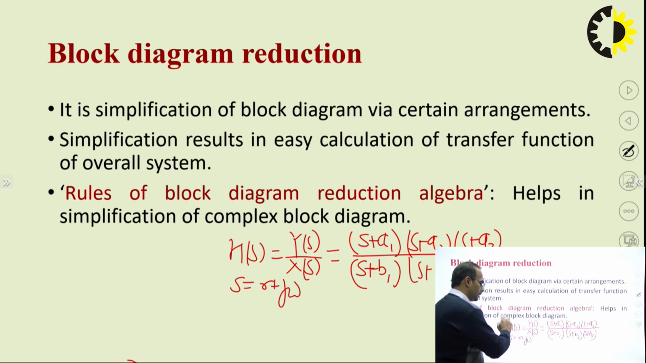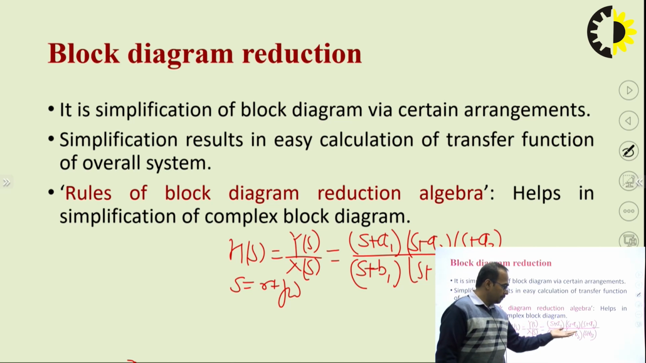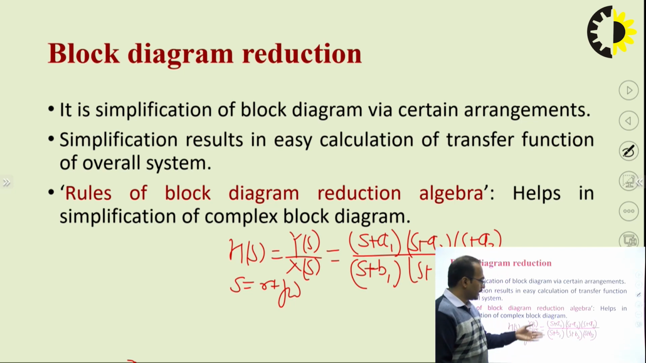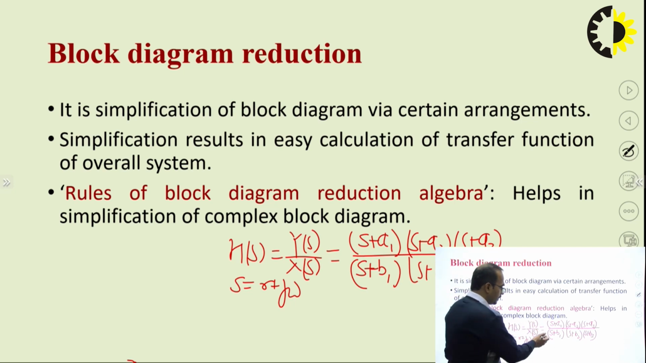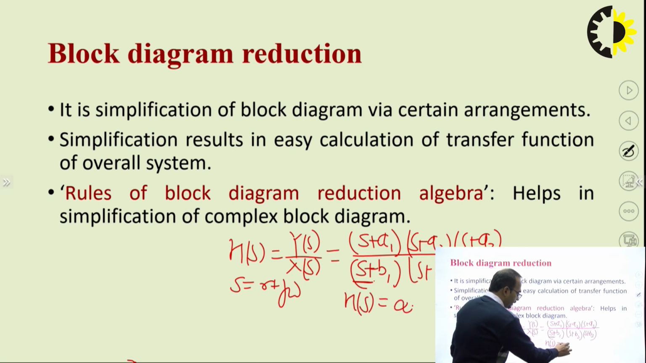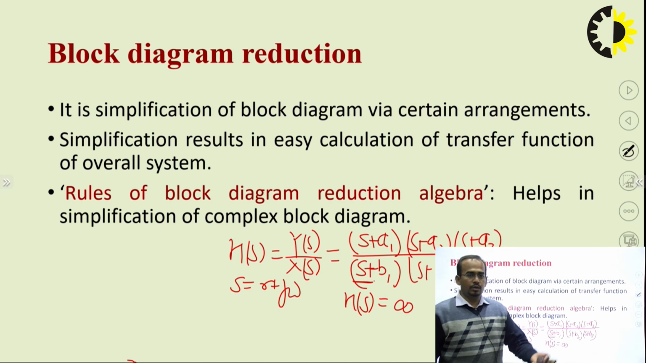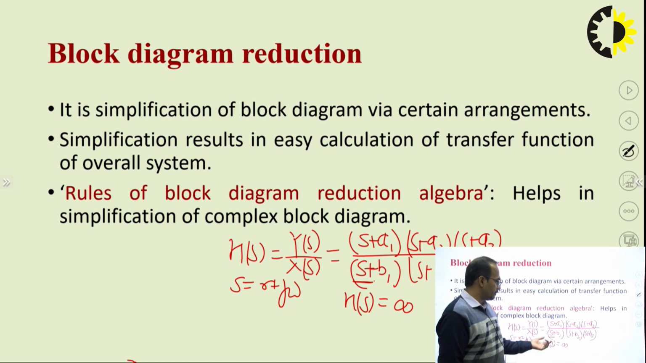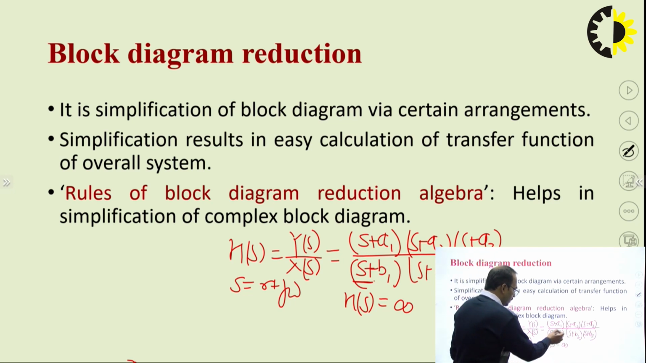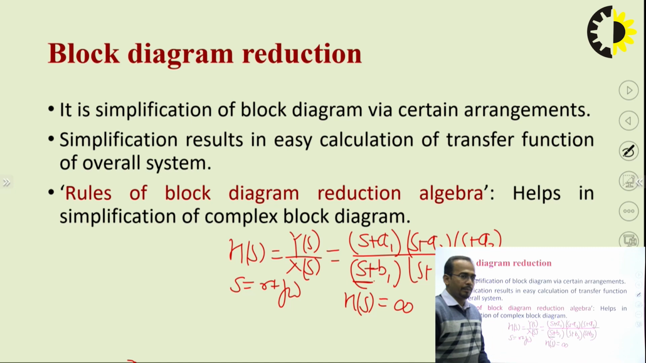As we know, S is nothing but sigma plus j omega, this is the complex frequency, real plus imaginary part. So, we can define poles as those complex frequencies we get by making the denominator 0. By making the denominator 0, we are making H(s) infinite. So, poles are those complex frequencies which make the transfer function infinite, and for getting the zeros, we are making the numerator 0.